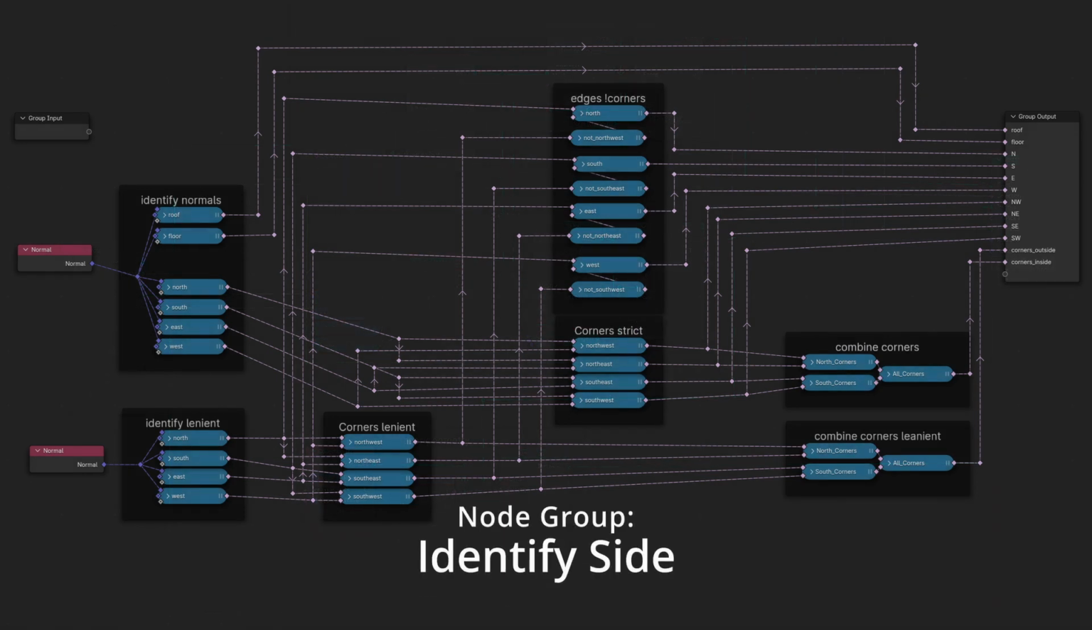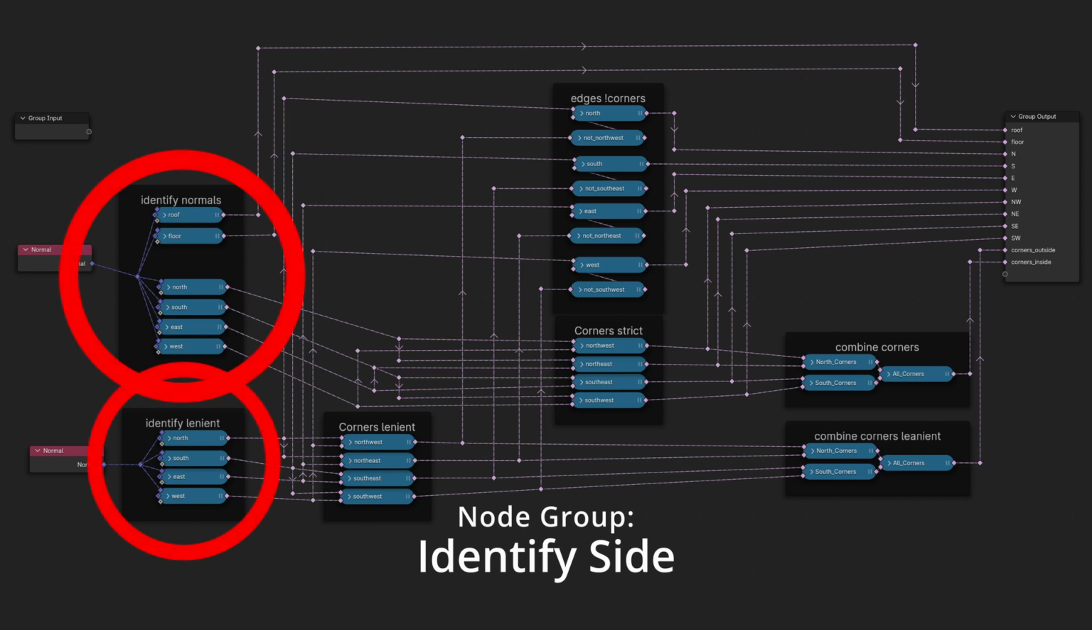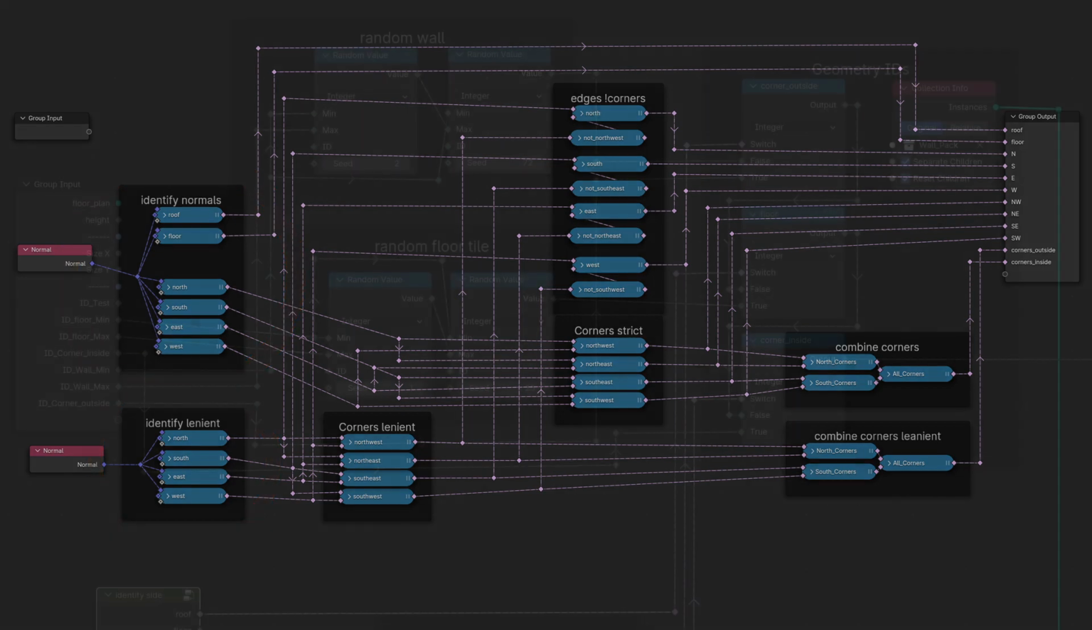The identify side group can be opened by pressing tab. It contains the code to identify what side the normals are facing. As stated earlier, it contains an identify normals group and an identify lenient group that hold the same function but have differing degrees of accuracy. We need both versions to differentiate between the inside and outside corners.